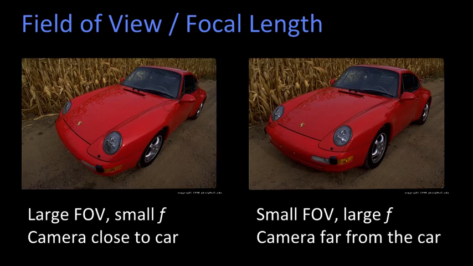The reason that they're different is that on the left, the car was taken with a very large field of view. So that's a very small focal length, which means the photographer had to get close to the car. The image on the right was taken with a small field of view, a larger focal length, so the photographer had to back away from the car. So even though the car is the same size in the image, you'll notice right away that the shape seems quite different.